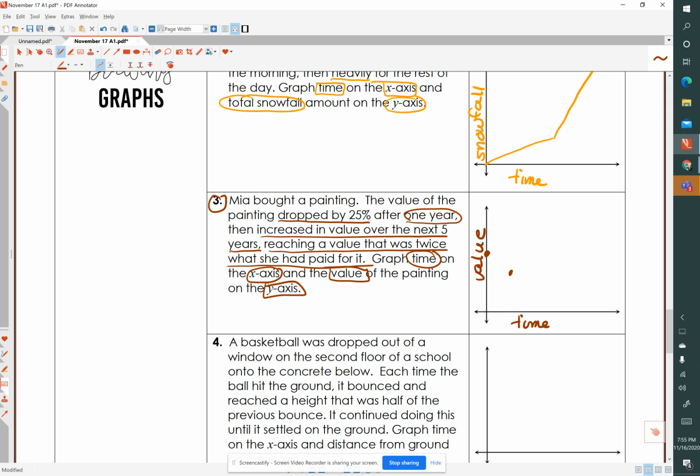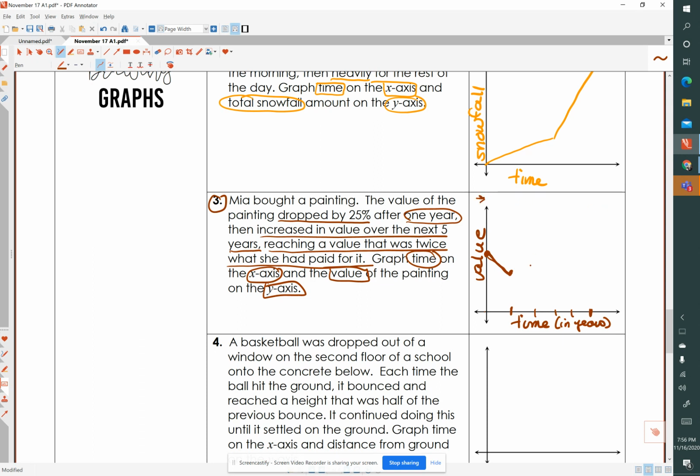So if this is time in years, this would be 1 year, 2, 3, 4, that will be 5 years. So it dropped 25%, about that much, in the first year. But over the next 5 years, it reached a value that was twice of what it was. So I need a dot that's going to be about up here.